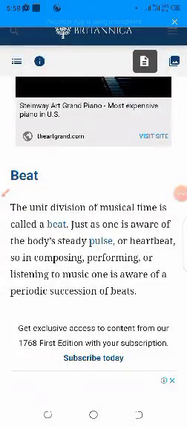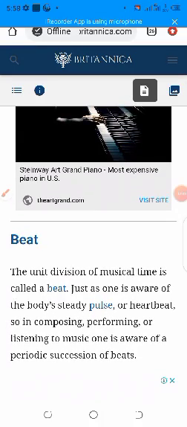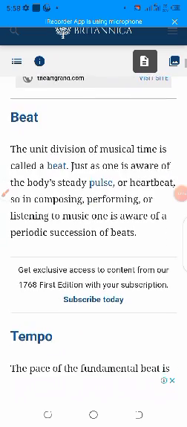There are some things you need to understand when we talk about beat. The unit division of musical time is called beat. Bam, bam, bam, bam. So that is beat. It's just like the regular pulse of your heart. If you place your hand on your chest towards your heart, you will see the thing pumping. Boom, boom, boom, boom. Exactly. That's how you count your beats.